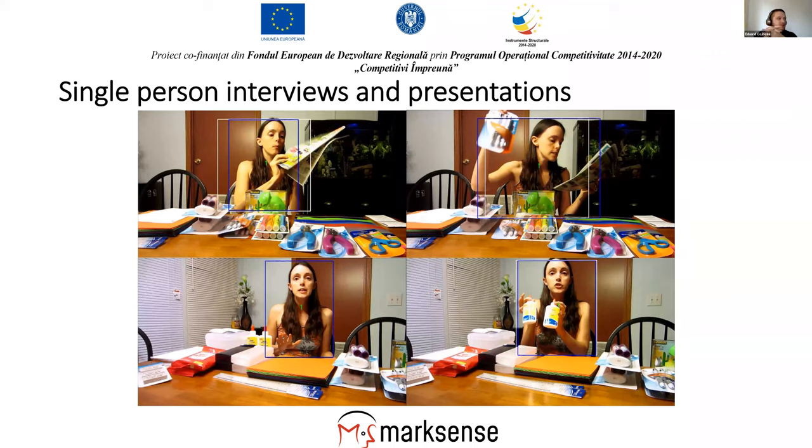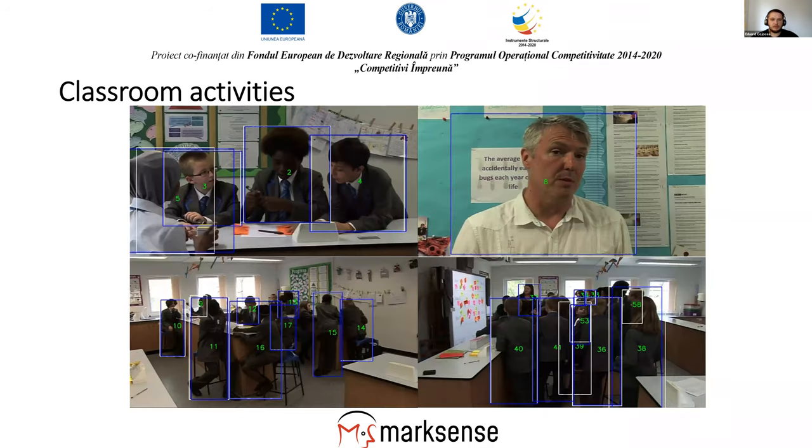And here we have some examples. Here we have a video where a single person is presenting school materials and what they can be used for. This is an almost ideal situation where the person is clearly visible and can be easily tracked. Here we have an example with classroom activities where the students are grouped and are playing educational games or studying. And also the video is interlaced with teachers and parents talking about the school program.